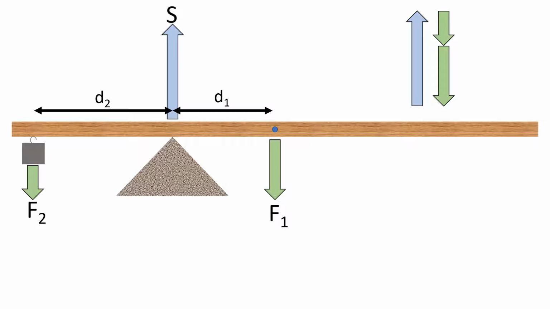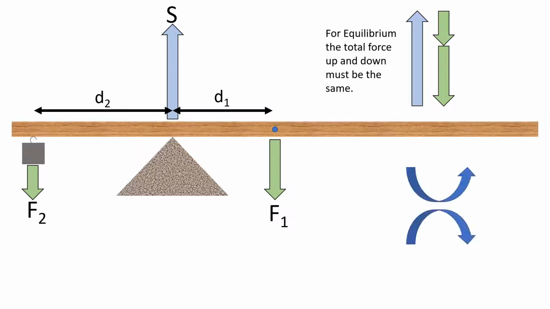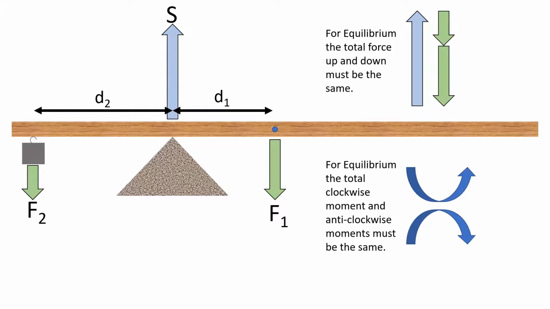So we notice now that if we're in equilibrium, the total force up must be the same as the total force down. Now similarly, if this is balanced, and again in equilibrium with regards to moments this time, we can say that the anti-clockwise and clockwise moments must be the same. Now the key here is to recognize that we can now represent this mathematically.